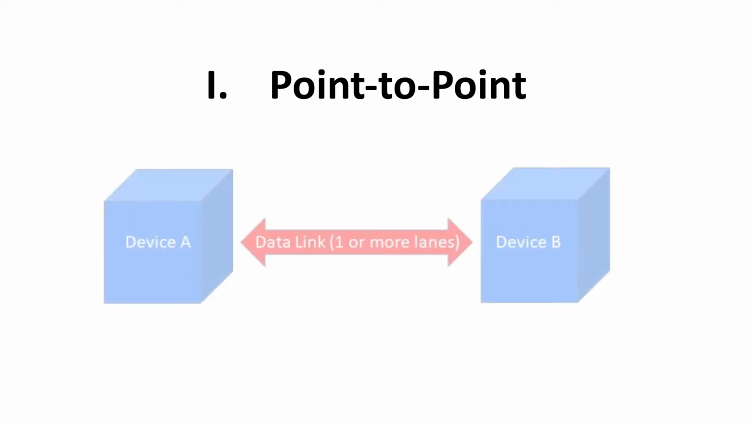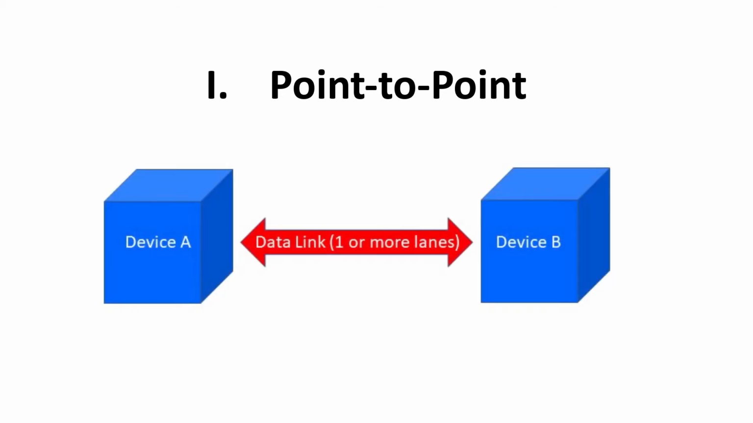First, let's discuss point-to-point. Point-to-point simply means that there is one participant at each endpoint, such as in a telephone call. So, for example, if device A wants to communicate with device B, it will do so over a PCIe data link, and I'll describe what a data link is in more detail a bit later.